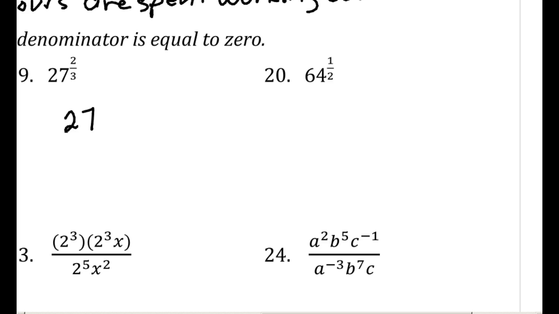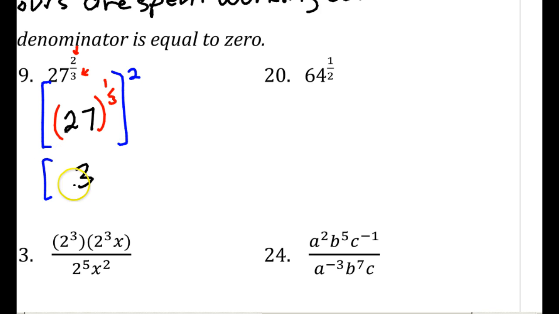27, break that up into smaller pieces. Each of these numbers is something different, so we're going to do one at a time. So to the 1/3, and then square it. I just broke up the 2 over 3 into 1/3 and a 2. So 27 to the 1/3, what's the cube root of 27? 3. Right? 3 times 3 times 3 is 27, and that squared equals 9. When you break it up into smaller pieces, it's a little bit easier.